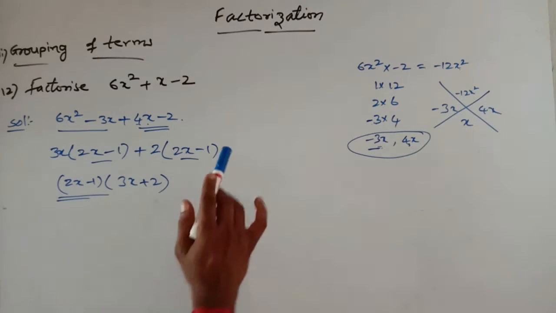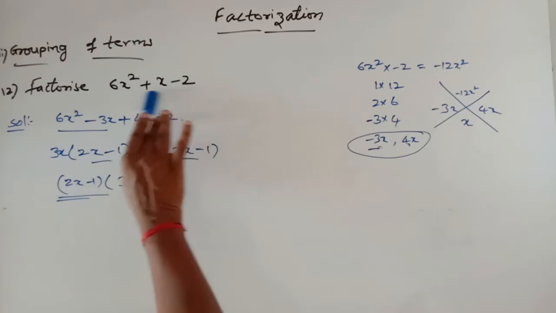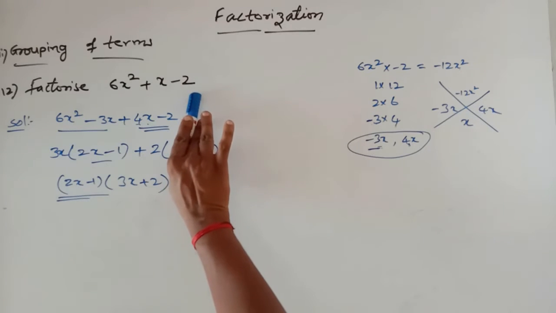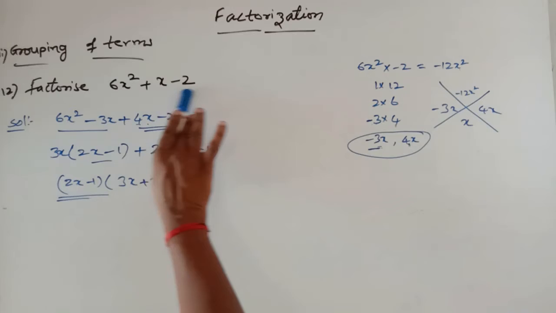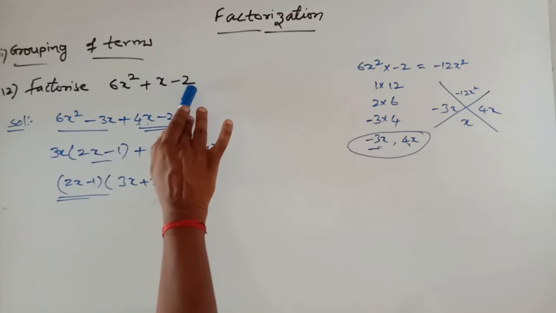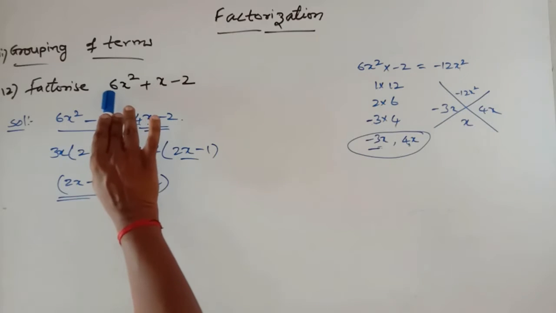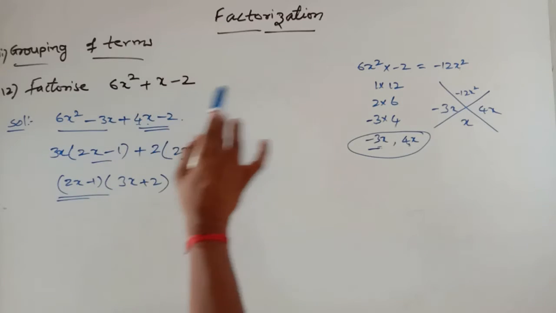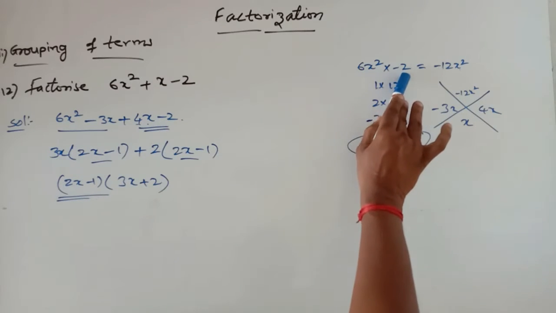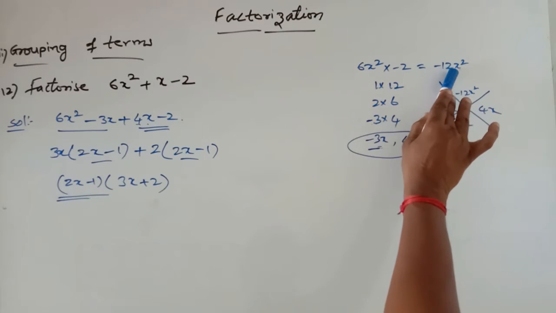So children, once again I am explaining. First arrange this expression in descending order of power of x. Now it is in descending order only. So for the grouping of terms, we need to multiply the first term and the last term. I am multiplying the first term and the last term, and I am getting an answer of 12x square.